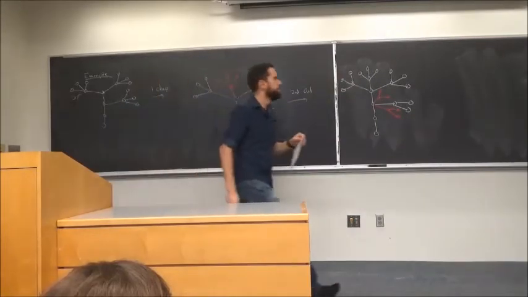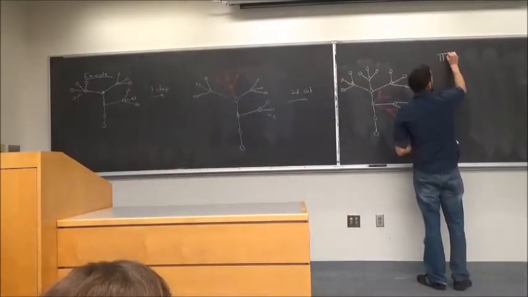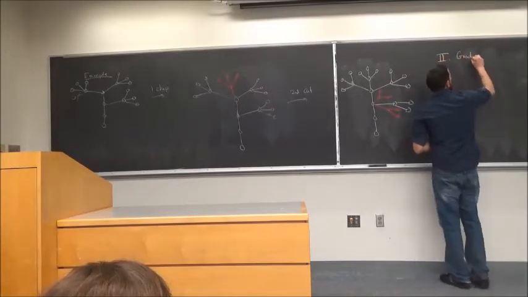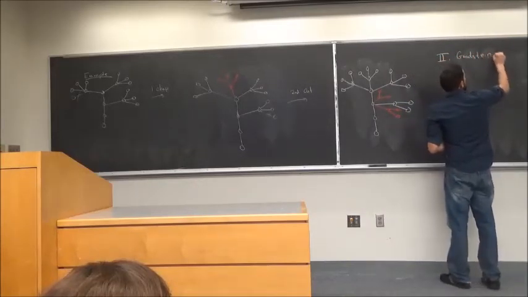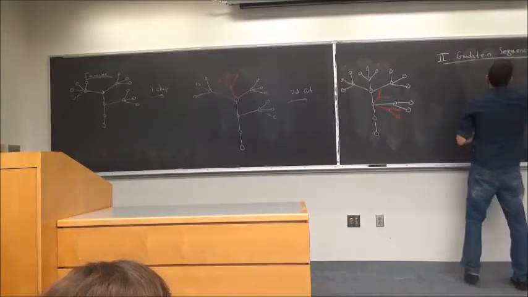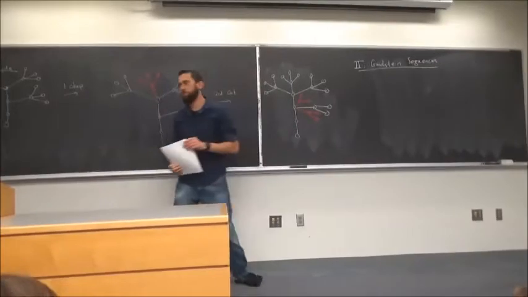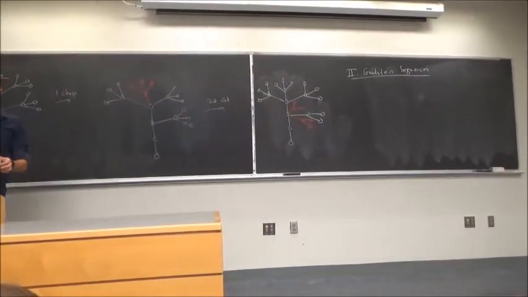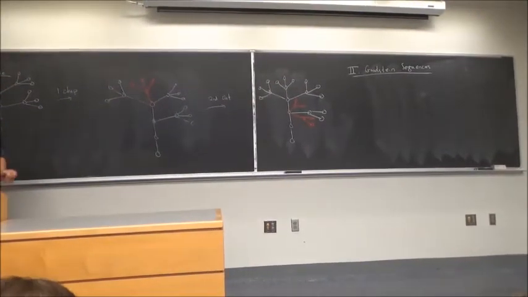So let's talk a little bit about what these sequences are. They're pretty easy to define. They're going to be Goodstein sequences. Okay. So the idea is going to be the following. We're going to take a natural number and write it in what's called hereditary base 2 notation.